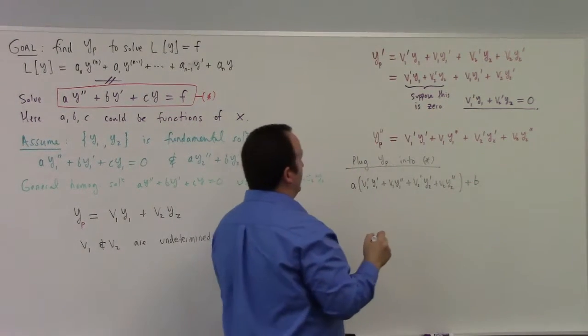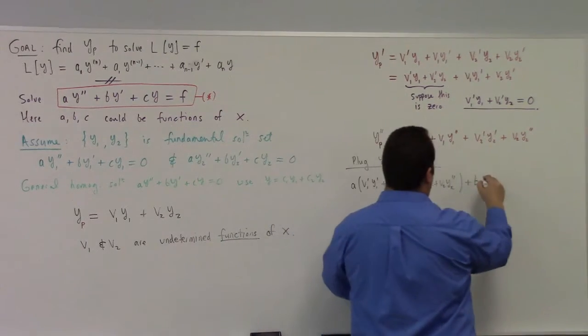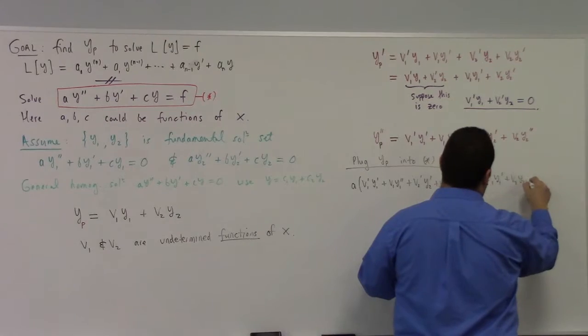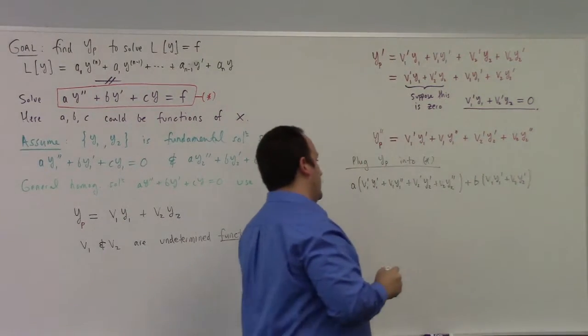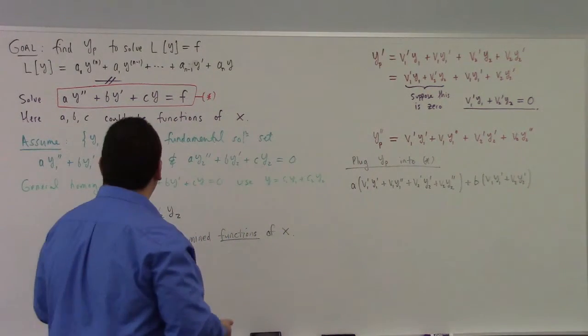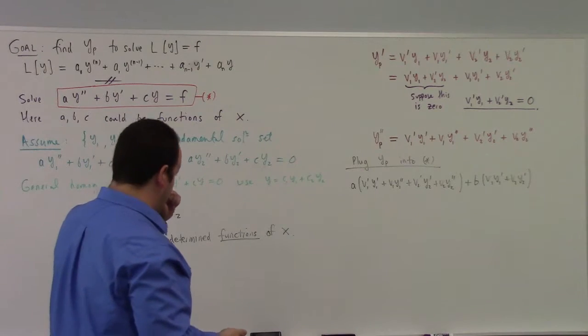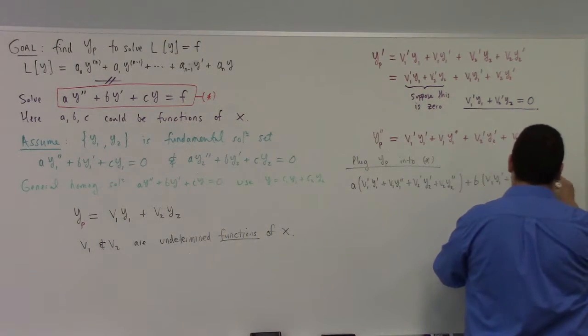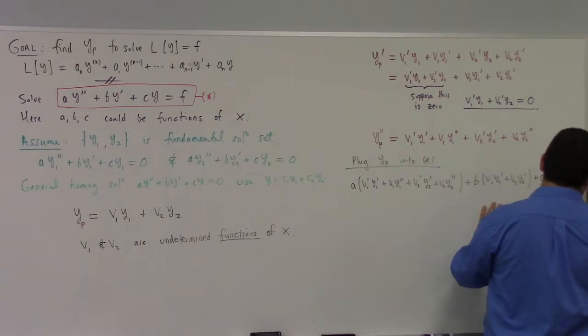Plus B times yp prime, which was just v1 y1 prime plus v2 y2 prime, right? And then C times y, which is what? y is just v1 y1 plus v2 y2, right? All of that is equal to F.